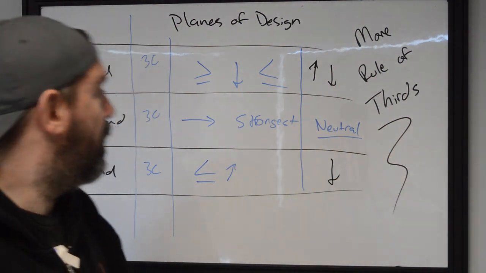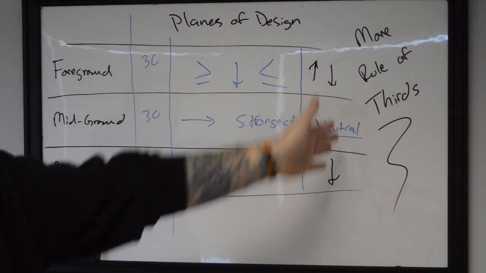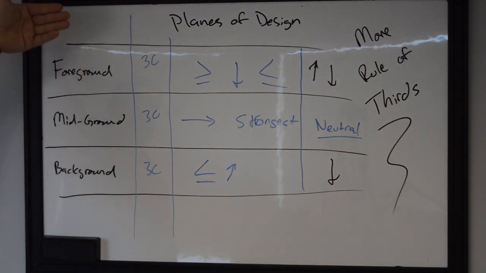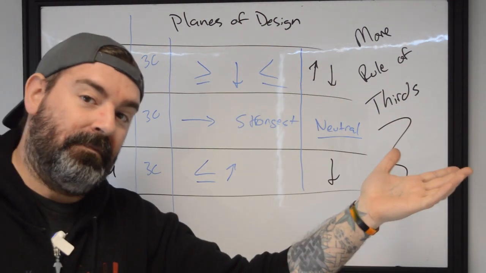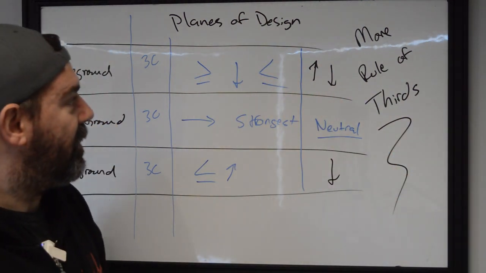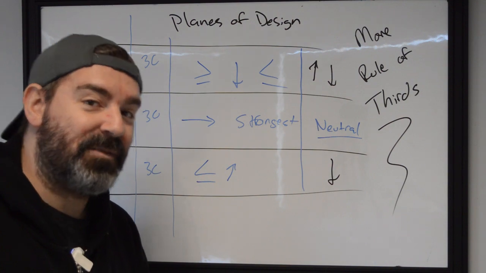Does that make sense? So we have three rule of thirds for our second rule of thirds, which is on planes of design. Does this make sense? I hope so. If it doesn't, leave some comments. We can always make extra videos to try and explain it more.